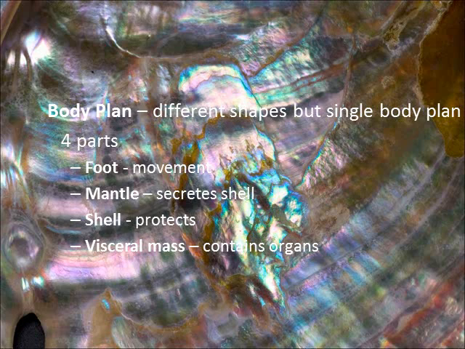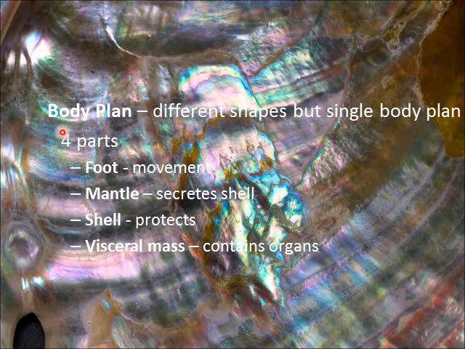As far as the body plan goes, of course we see a lot of different shapes with the mollusks, but they all have the same basic body plan, and that is they have four parts. They have the foot, which is used for movement. Again, that foot can take many different shapes. They have a mantle. The mantle is what secretes the shell. Most of them have a shell, and of course the shell helps to protect them. And they'll have a visceral mass, or some area that contains most of the organs.